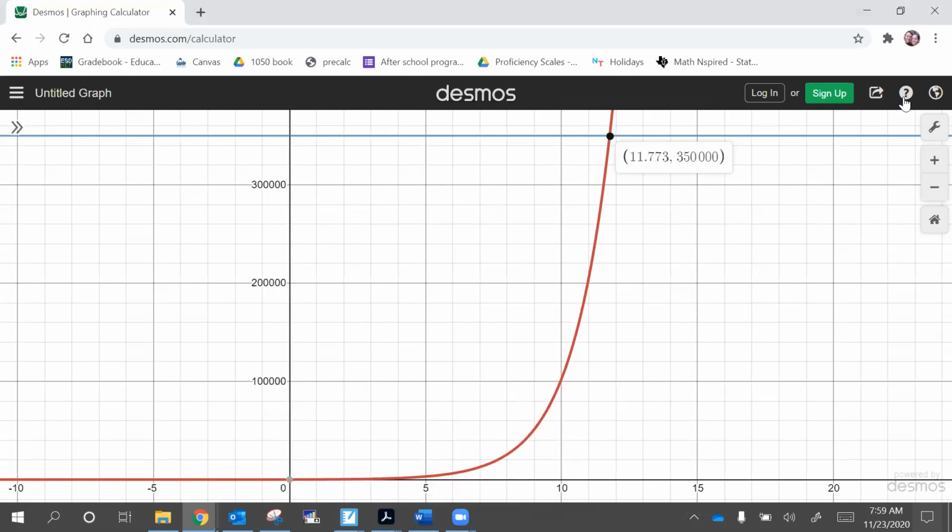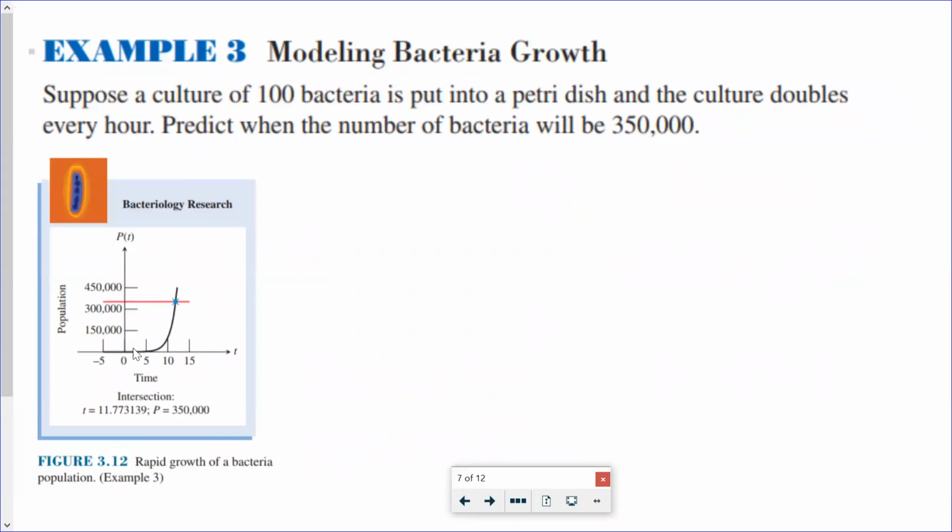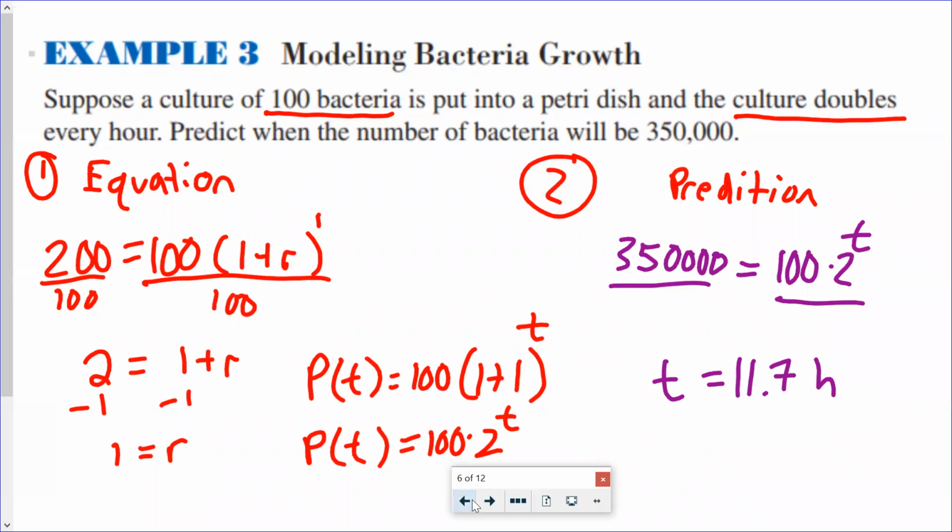All right, so coming back here, let's write that. The time is equal to 11.7 hours. That's how long it would take to go from 100 to 350,000. And then just to confirm my work, here's the key. Are we getting the same thing? Sure. This is just a graph from the book, and it's showing there's the intersection. That just shows we did it right. Okay, cool. So do you have any questions on how we did this right here?